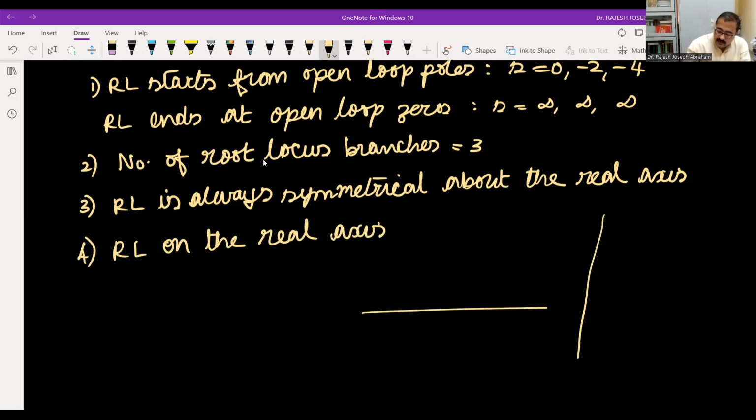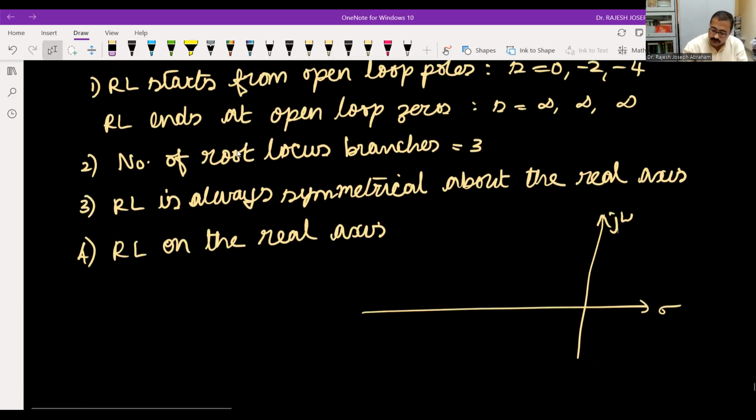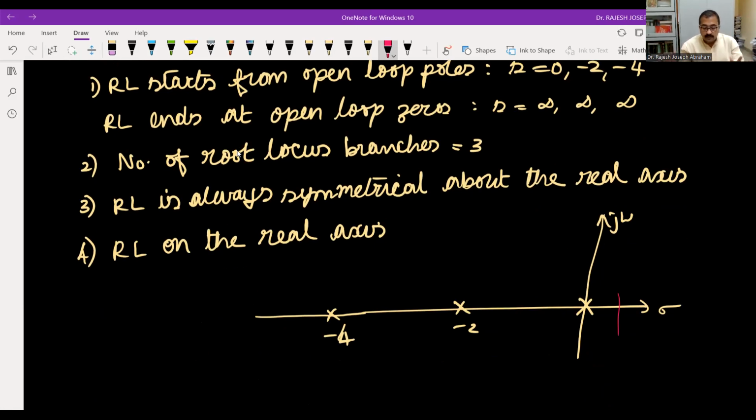Okay, so let us consider a figure with sigma and j omega axes. What is the open loop transfer function? K by s into s plus 2 into s plus 4. So there is one pole at 0, one at minus 2, and one at minus 4. How to find the root locus on the real axis? We need to choose a test point. To the right side of the test point, there should be an odd number of real poles and real zeros. Let me put my test point here. How many real poles and real zeros do I have to the right side? 0, which is even. So in this interval, there is no root locus.